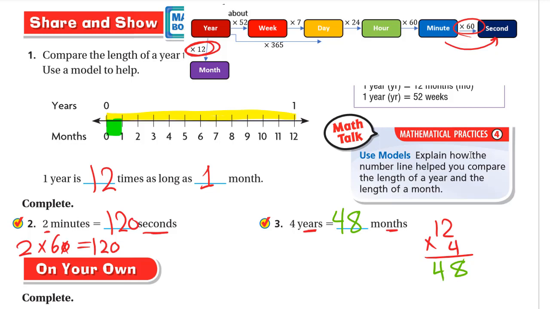Okay, so remember this chart very well. From the year, we have a lot of things here. From the year, we have 52 weeks. The year is 12 months. The year is 365 days. And after that, these are familiar for you. You know that the week is 7 days, and the day is 24 hours, and the hour is 60 minutes, and the minute is 60 seconds.